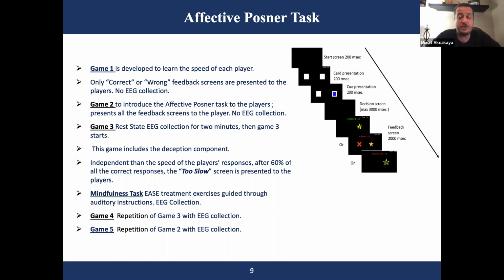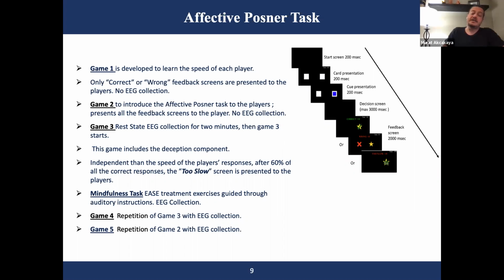It's exactly the repetition of game 3, and then after game 4, there's another rest state, and then after that, there's game 5. Game 5 is actually the cooling down period. It's the repetition of game 2. And this is when we make sure that during game 5, everybody wins. And then they just leave as a winner.